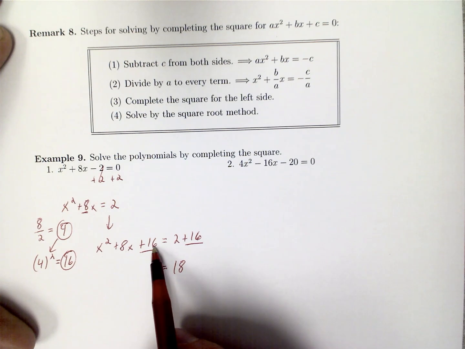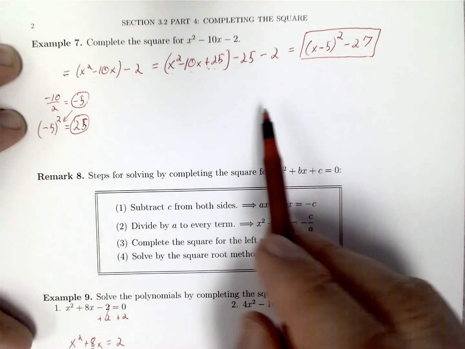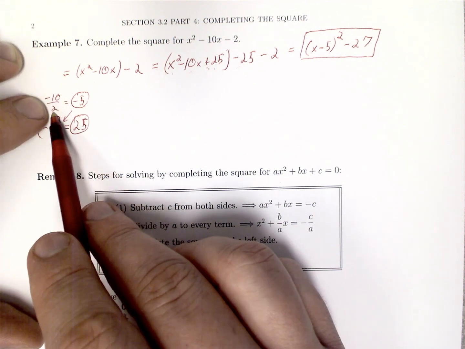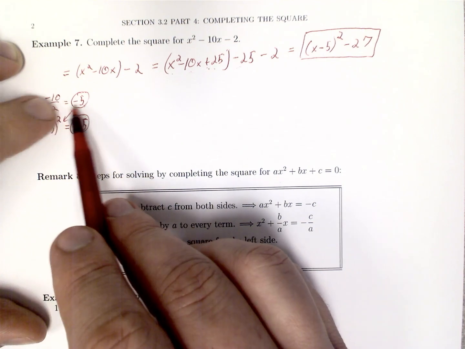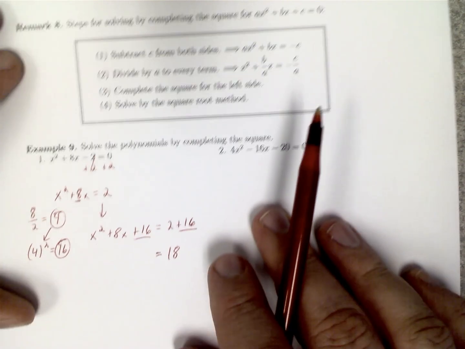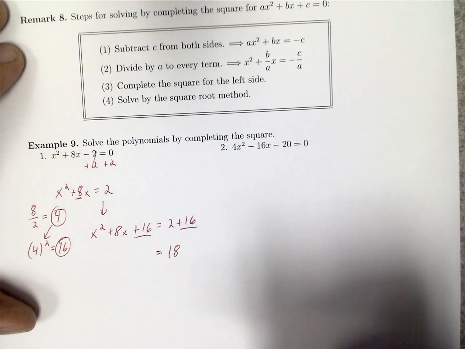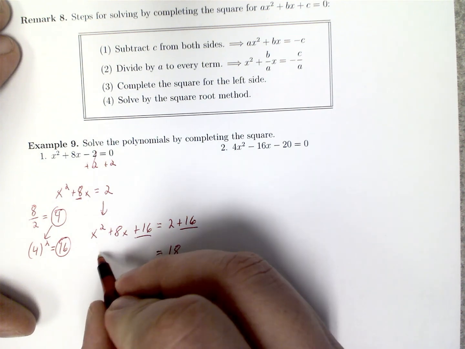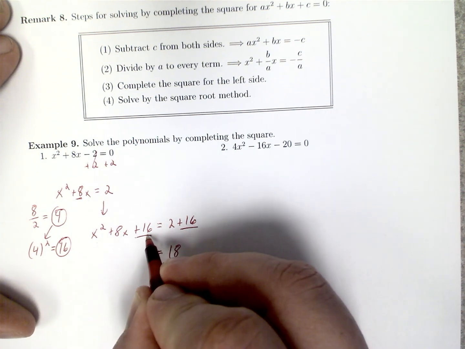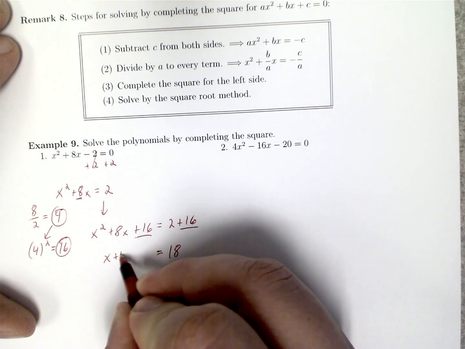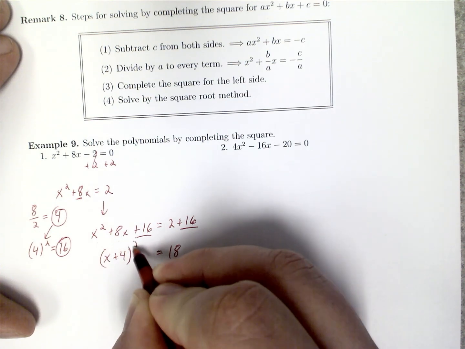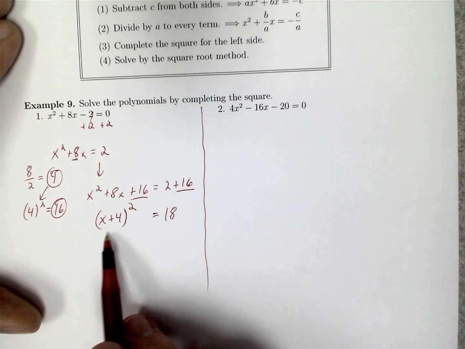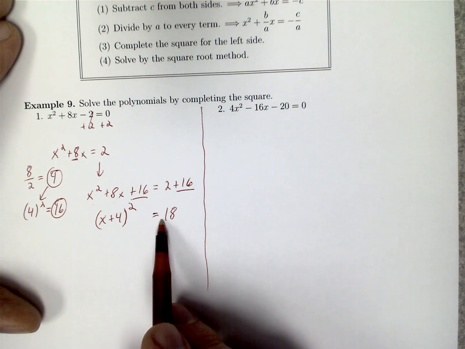What does this factor into? Again, another thing from before. What does x squared minus 10x plus 25 factor into? Well, it's whatever we got when we divided the b part by 2. So negative 5 was here. What did we get when we divided 8 by 2? We got 4. And that tracks: what are two numbers that multiply to be 16 and add to be 8? 4 and 4. So this whole side factors into x plus 4 quantity squared. So now what we have is x plus 4 quantity squared equals 18.